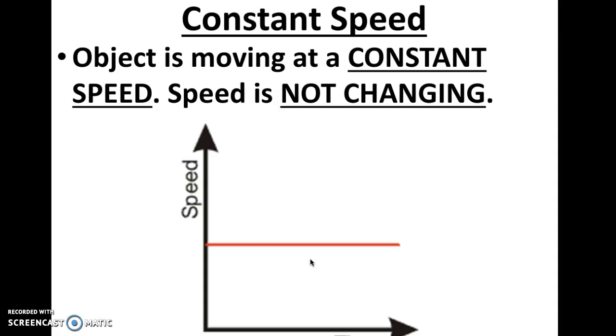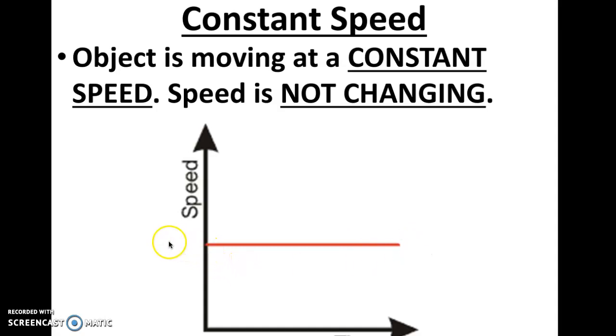So my speed is not changing. And this makes sense because I'm not looking at distance, I'm looking at speed. If I have something moving at a constant speed, that speed's not going to go up, so those numbers aren't going to go up. If my speed is constant, it's also not going to go down. So my speed is going to stay at one number.